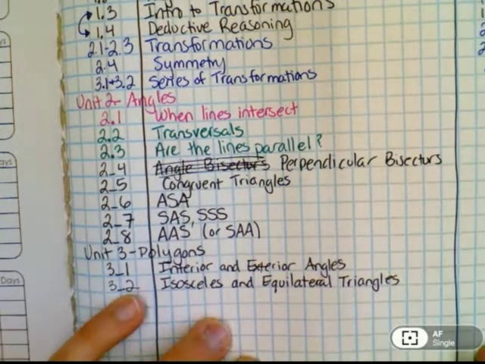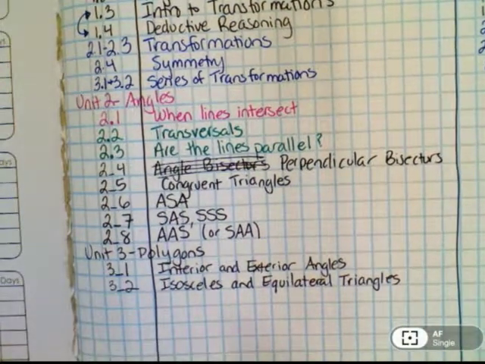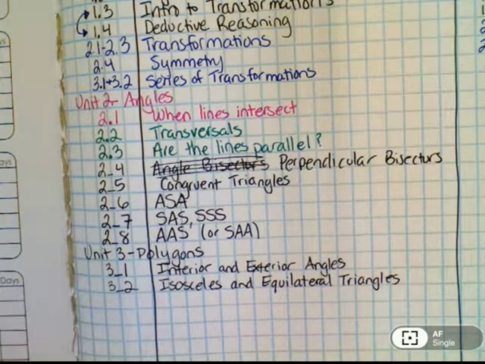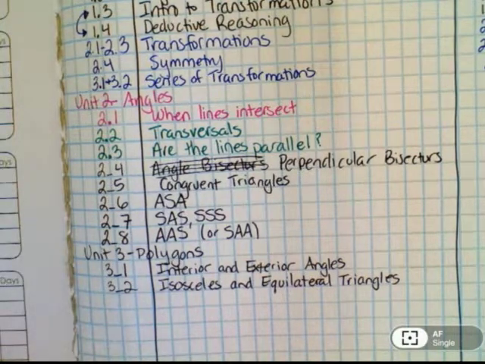Welcome back. We are doing Unit 3 now. In class we did Unit 3 Lesson 1, which is about interior and exterior angles. And today we're doing Lesson 2, which is about isosceles and equilateral triangles.